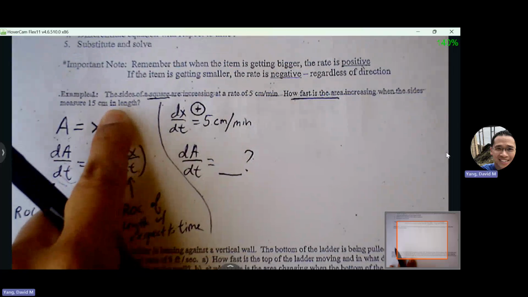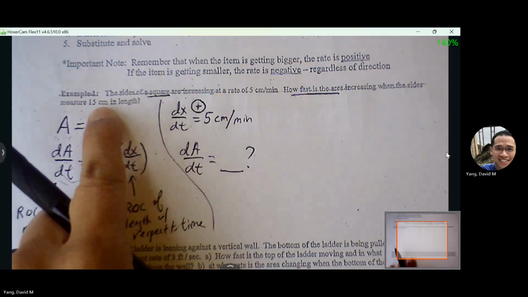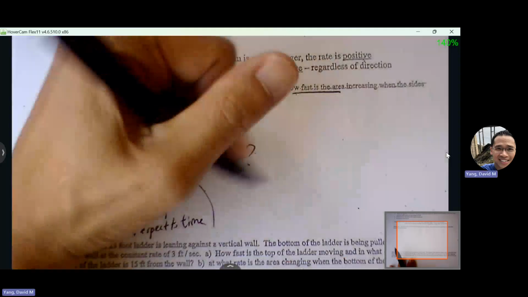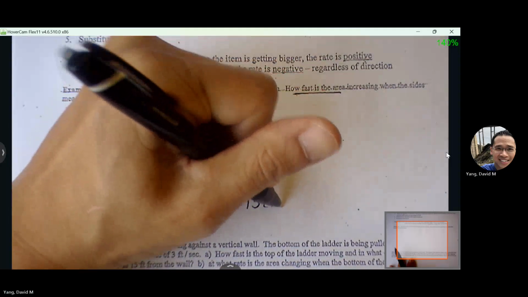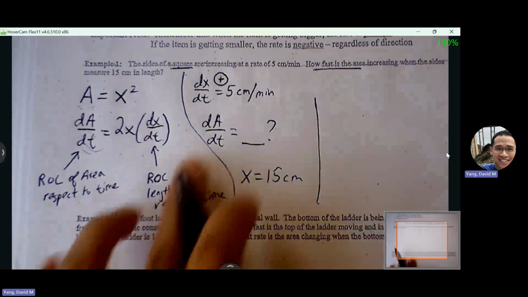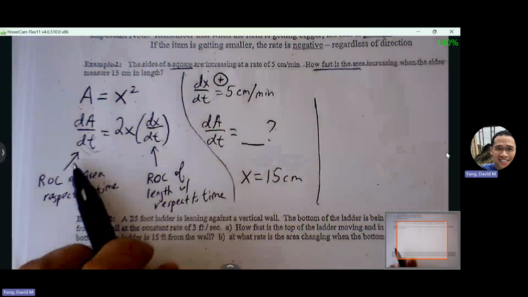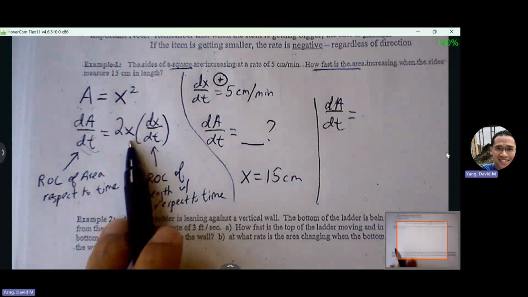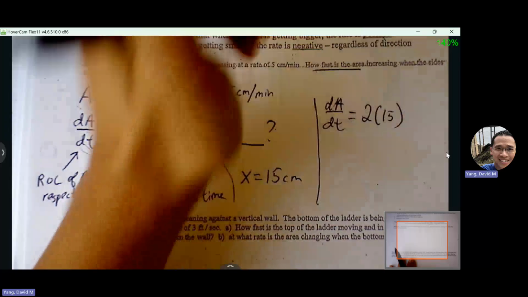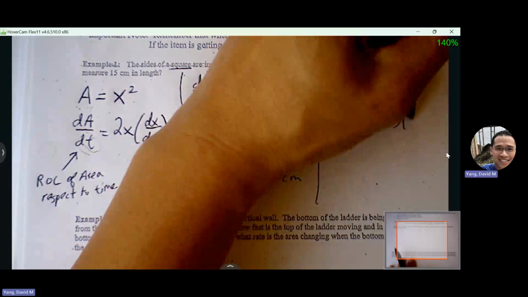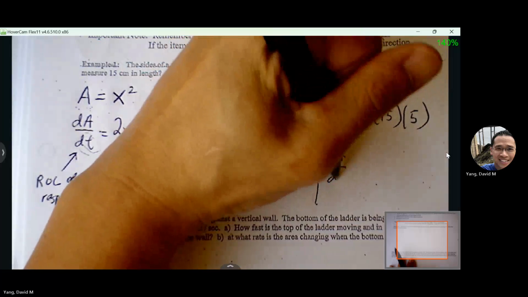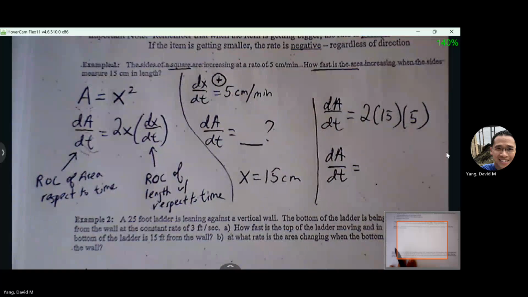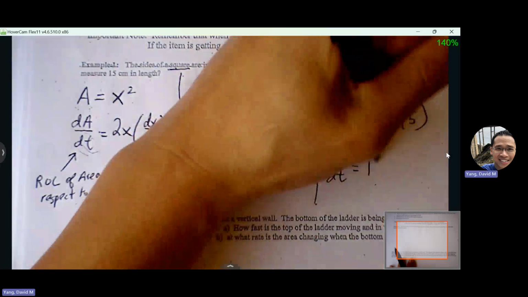Okay, when the sides measure 15 centimeters in length, what's 15 going to be associated with? x, yep, that's a static value. And now we just take everything, plug it in, and solve for our missing variable. dA dt is the unknown. 2 times x, so 2 times 15. And then dx dt is 5. Ten times 15. We get 150.